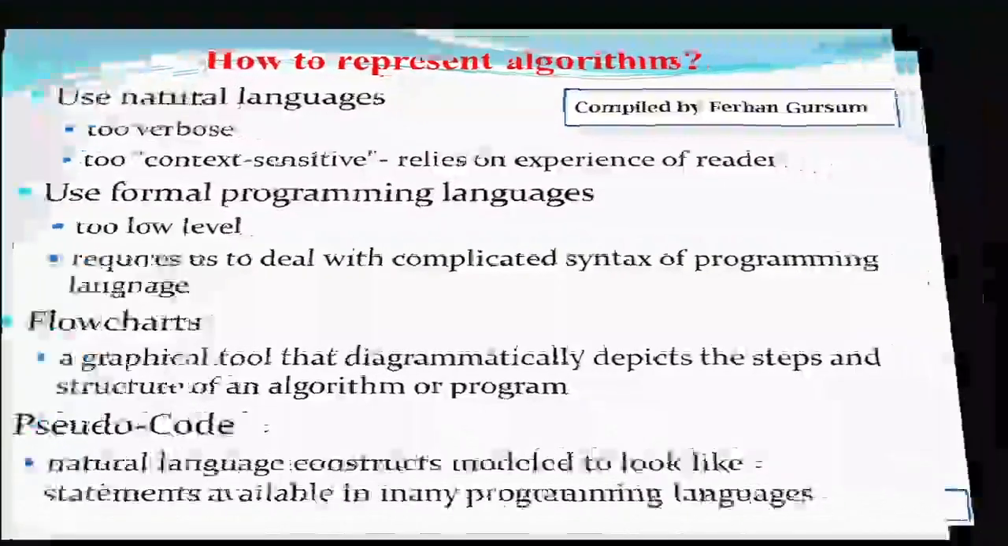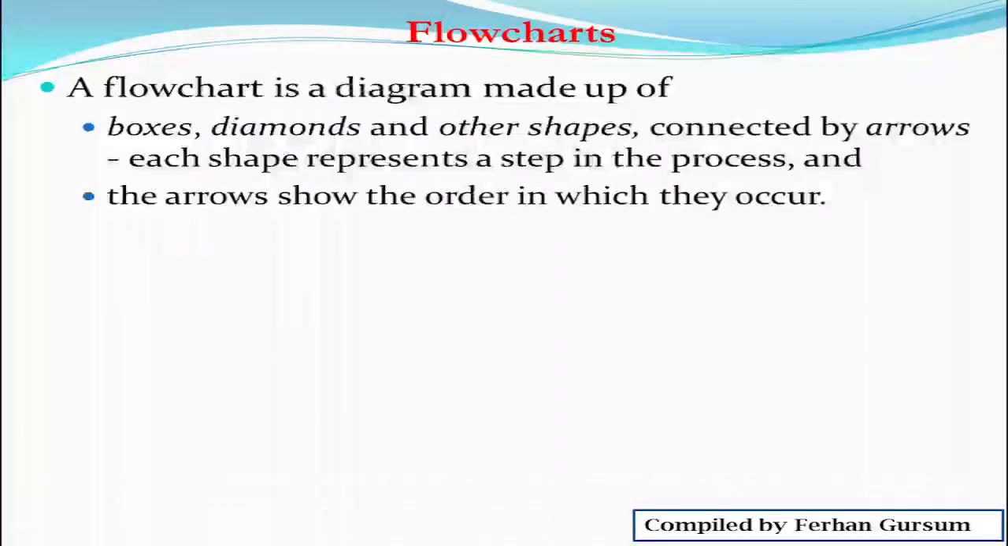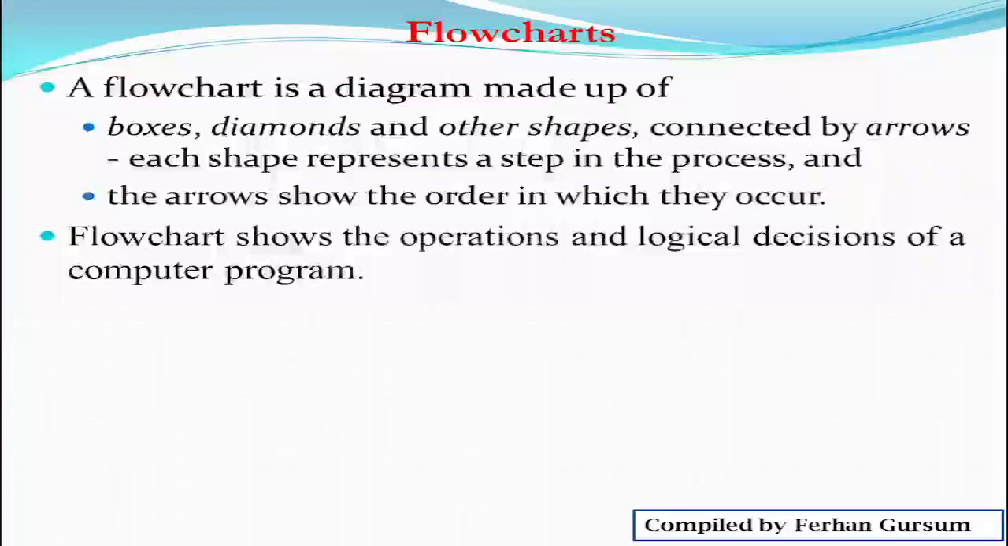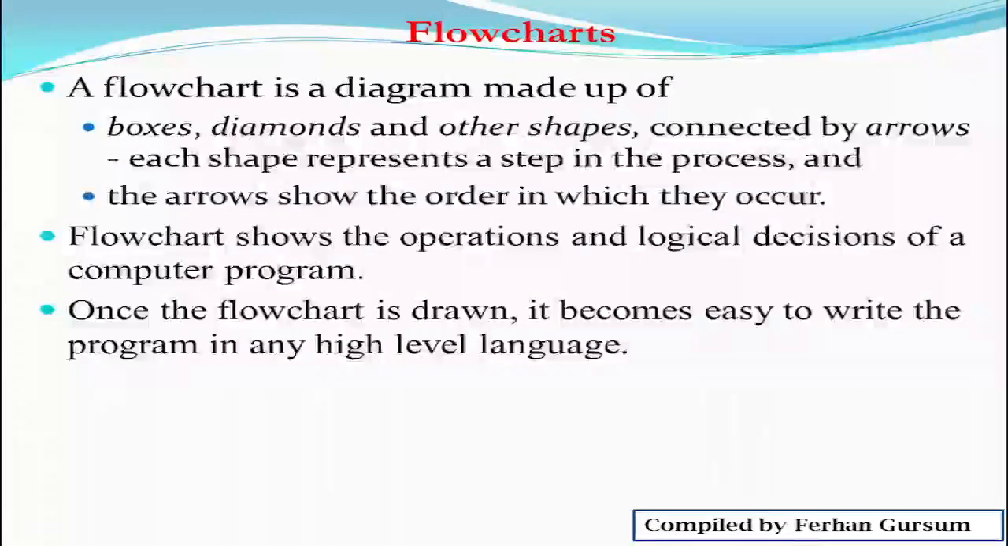Okay, first of all, let us start from flowchart. Flowchart is a diagram made up of boxes, diamonds, and other shapes connected by what? By arrows, not lines. Okay, each shape represents a step in the process. Each shape represents what? A step in the process. Okay, and the arrows show the order in which these steps or processes are occurring. Okay, a flowchart shows the operations and logical decisions of a computer program. Once the flowchart is drawn, it becomes easy to write the program in any high-level language.